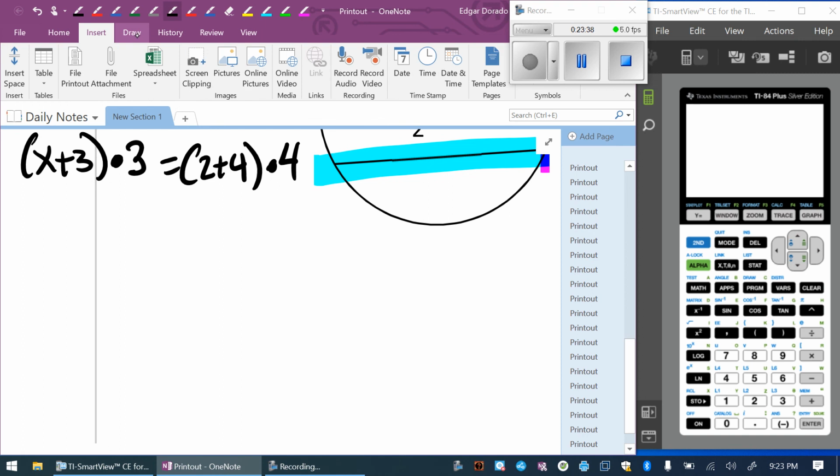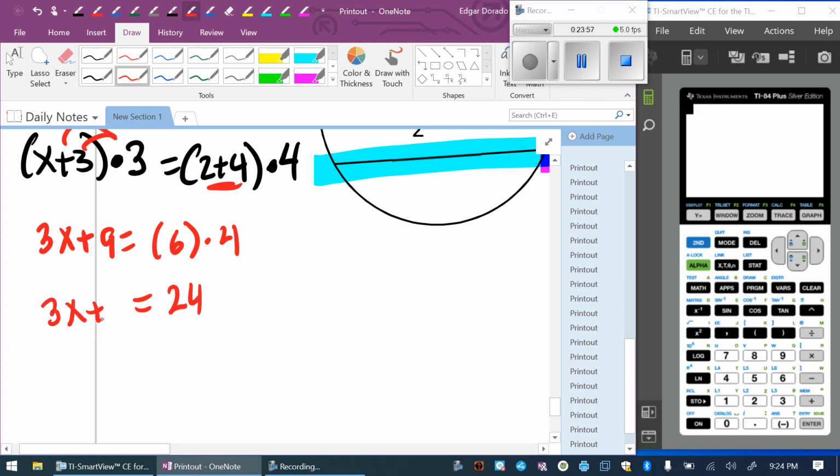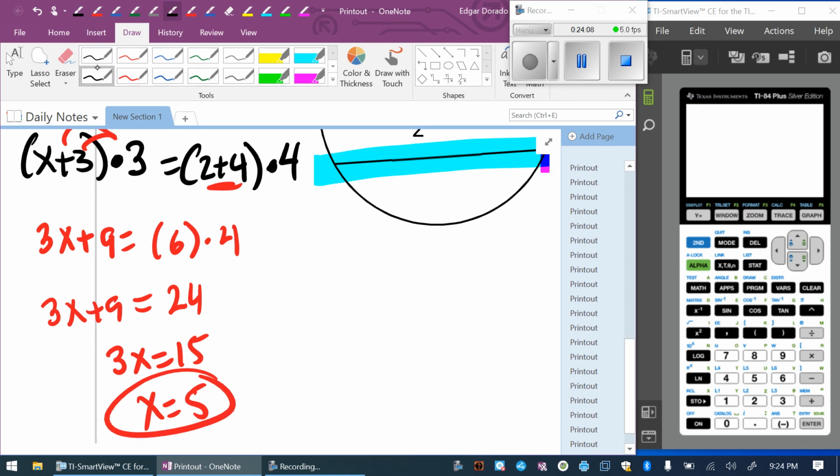So first off here, guys, I can go ahead and distribute this 3. Okay, that's going to give me, let's see, 3x plus 9. Here you have some options, guys. You can actually add this first, so that's going to give you 6 times 4. Well, 6 times 4 is just 24. And then you get 3x plus 9. And we just solved like a regular algebra problem, guys. Subtract the 9. We're going to get 3x equals 15. And x equals 5. And actually, that is it. That is my final answer.